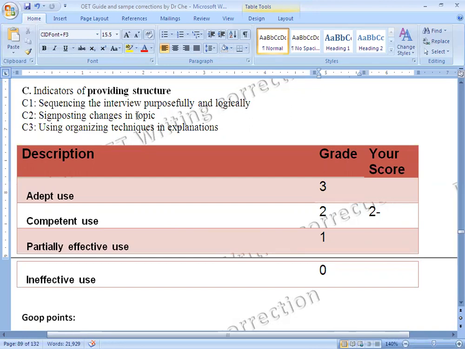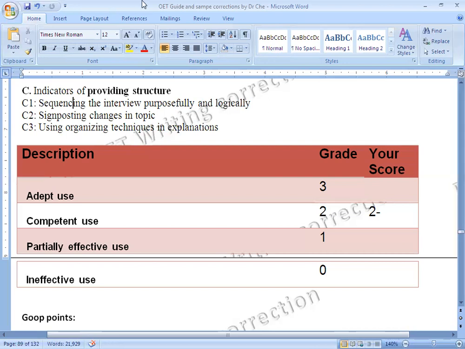So you need to organize your conversation. Start from one point. Okay, Mr. Smith, first you need to do this, this, this, and this. This is not good. You need to make a good, logical sequence of your interview. You need signposting. Okay, Mr. Smith, now let us talk about treatment. This is signposting: you change from talking about symptoms and diagnosis, and now you are talking about treatment.